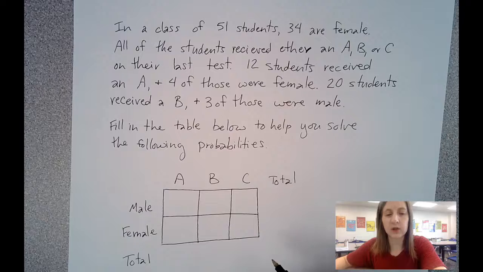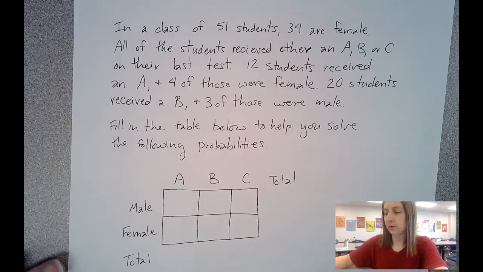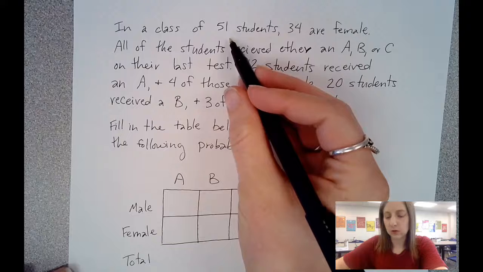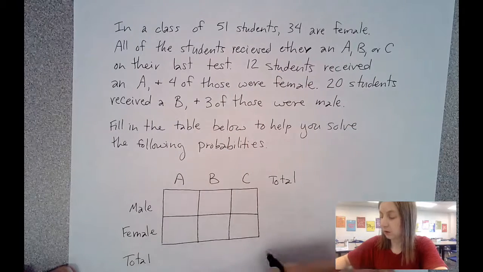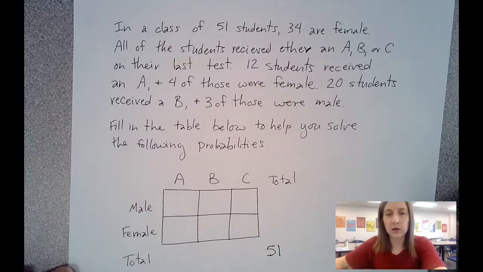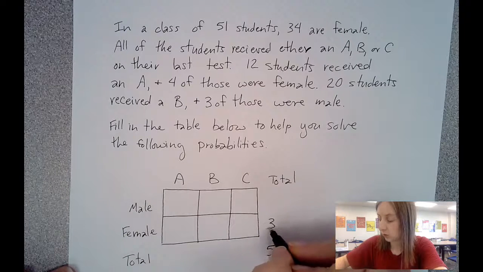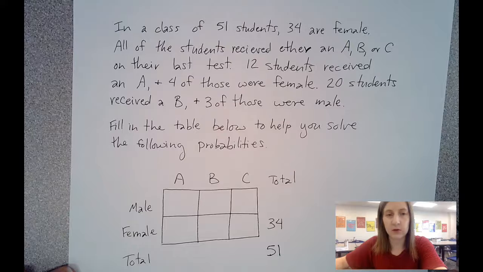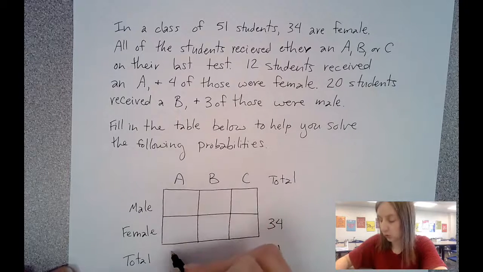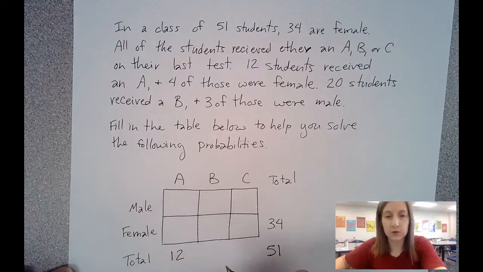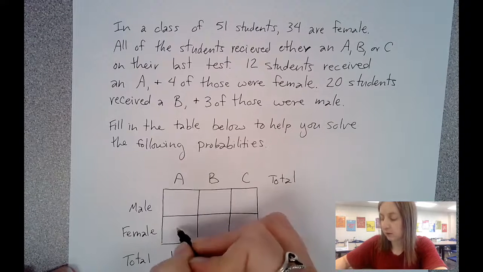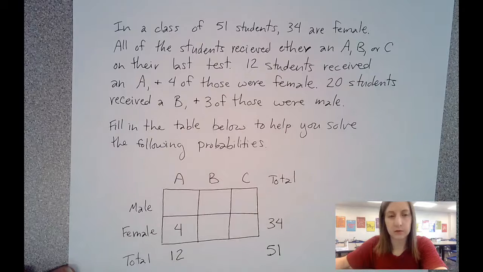So we're going to read through the question again and start filling in the table as we read. In a class of 51 students, so 51 students is going to be the total of everybody. Goes right here. In a class of 51 students, 34 are female. So female total, 34. 34 total female students. 12 students received an A. So A total, 12. 12 students received an A, and 4 of those were female. So we're going to put the 4 right there.